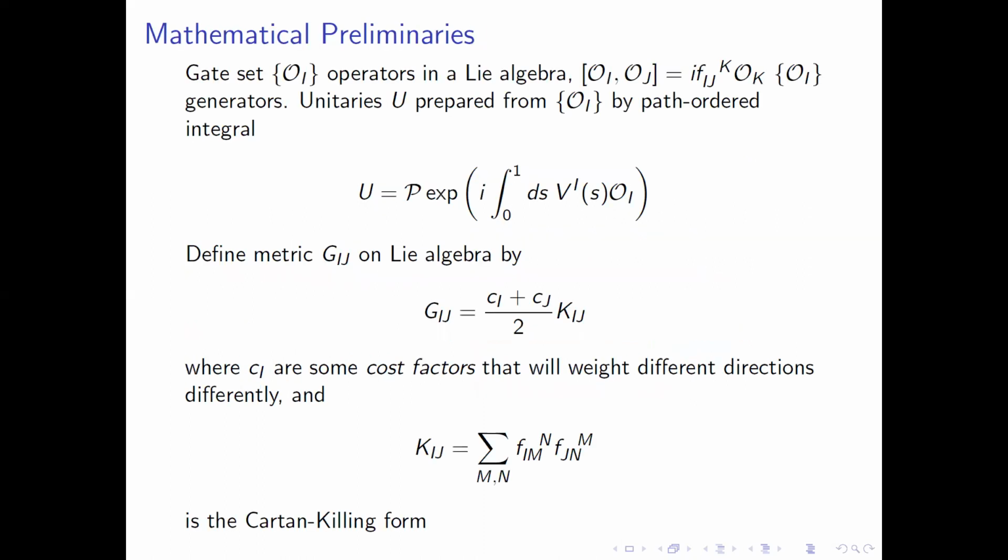So let's run through some math preliminaries. We're going to have some set of operators in the Lie algebra, and we prepare our unitary gates by path-ordered integration of these operators. The V^I here are some set of velocities. I'll show a figure on the next slide that might make this clear. So we'll define a metric on the Lie algebra in terms of the Cartan-Killing form. Without any constants in front of that, this would extend to a bi-invariant metric on the group of unitaries. But we need to weight different directions differently in order to weight the entangling gates and not the single party gates. So we'll include some cost factors in this metric that have been written like this to make it symmetric. And we'll tell you explicitly in a few slides what these cost factors ought to be.